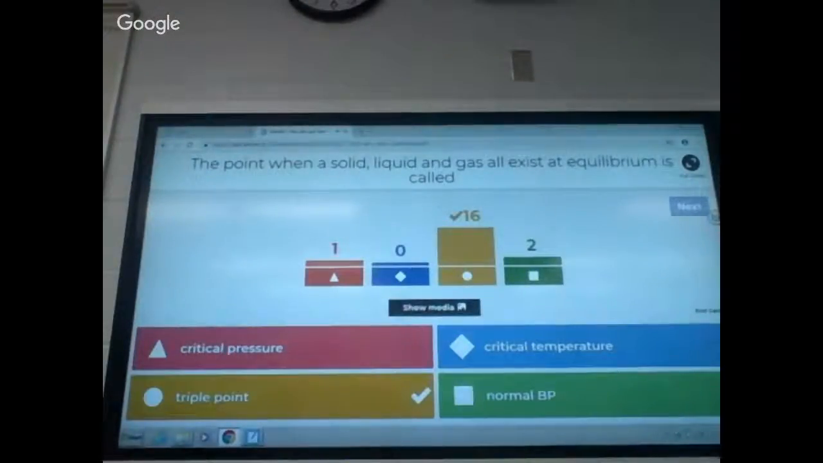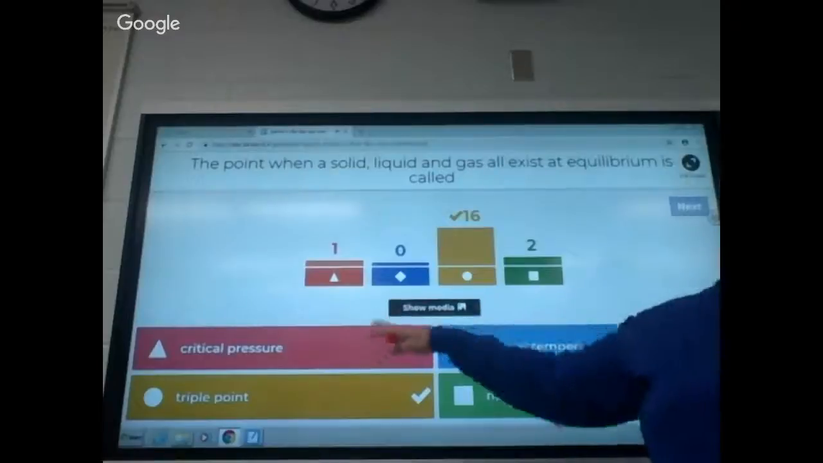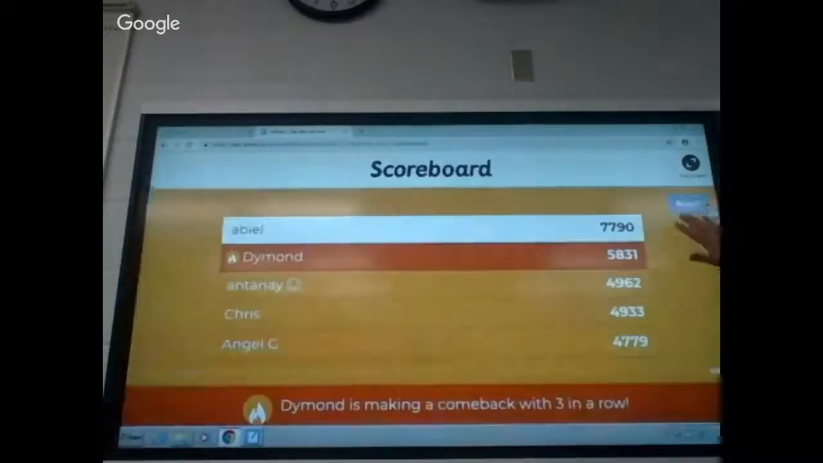All right, that's good. The triple point. Remember, the critical point and the critical temperature, that's when the liquid can no longer exist. You become a gas at that point.